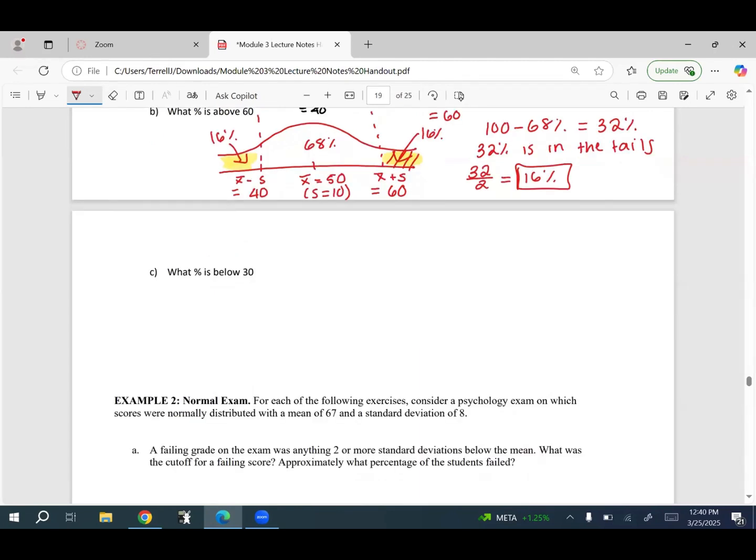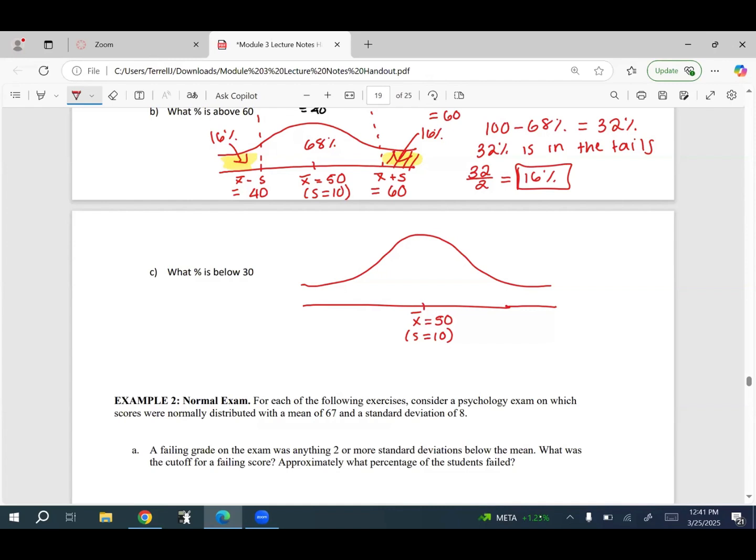Let's look at this next example. What percent is below 30? So let's draw our normal distribution again. We know our mean is in the center, it's 50, and our standard deviation is 10. Now I'm interested in going below 30. So I need to figure out how many standard deviations I have to go to get to 30. If I go one standard deviation to the left, because 30 is to the left of 50, I would have 50 minus 10, which is 40.